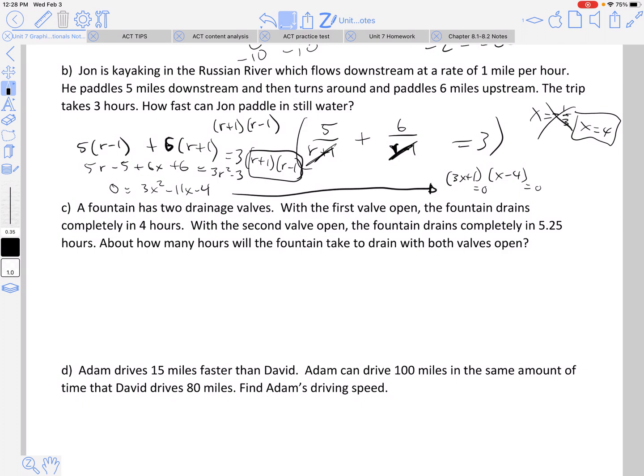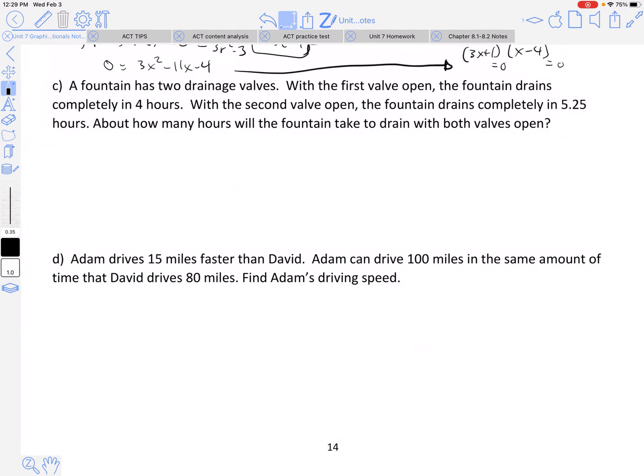Okay, next problem. A fountain has 2 drainage valves. So they open the first valve and it's going to drain in 4 hours. Or they could keep that one closed, open the second one, but it's going to take 5.25 hours to drain. So we want to know if they open both at the same time, how long it's going to take to drain.